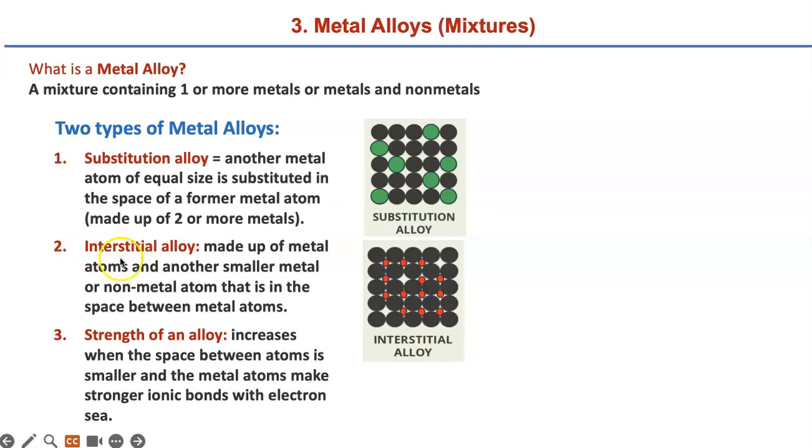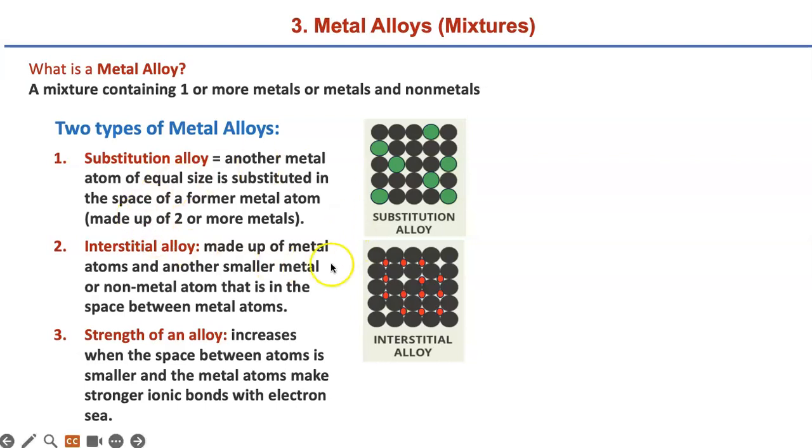Interstitial, inter means between, the interstitial means between spaces. This one, you don't substitute, you insert a smaller metal or non-metal atom between the spaces left behind by the other metal. Mind you, you can make a metal alloy which is a hybrid of both of these. You can make a substitutional and interstitial alloy. That would be even stronger.